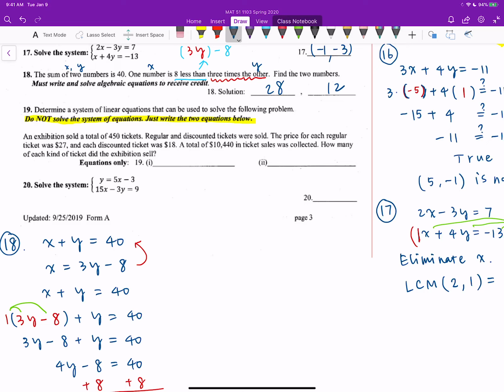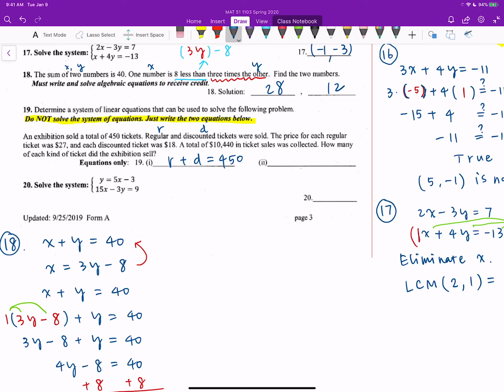First, we need our variables. You could assume that the number of regular tickets is R and the number of discounted tickets is D. Just like the dime and quarter example, we always assume the quantity as the variable. Now we need two equations. First sentence, it tells you that the total number of tickets that was sold was 450. Therefore, R plus D is 450, because our variables R and D represent the number of tickets of each type that was sold.